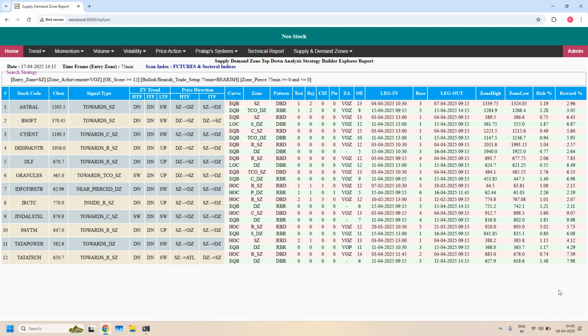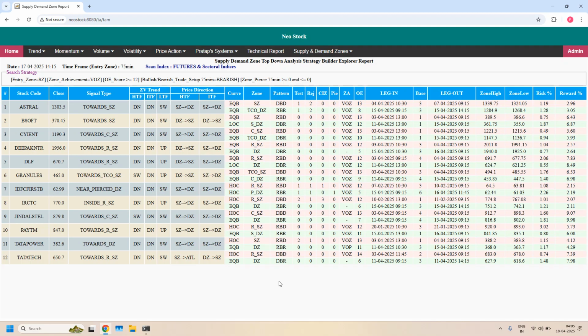So these 12 stocks are supporting bearish trade setup for weekly income trade, and entry time frame zones are 75 minute supply zones. We got 12 stocks. All these are 75 minutes entry time frame bearish. 75 minutes entry time frame means it is a weekly income trade, bearish trade setup.